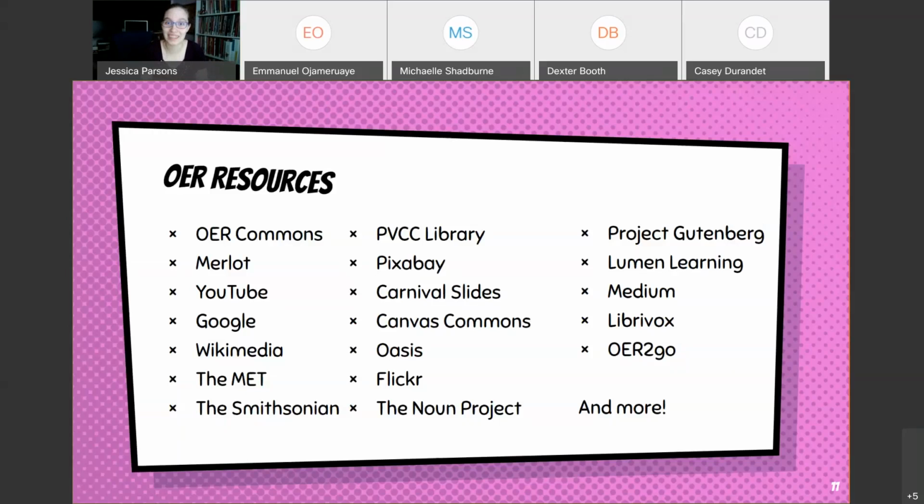Lumen Learning has lots of courses that are complete. They are ready to go, and they are ready for you to use inside of your courses. They also offer some textbook options as well. Medium is also another resource, and there are two Mediums. One is for graphics and one is for articles that you can use and you can link into your Canvas courses as well.